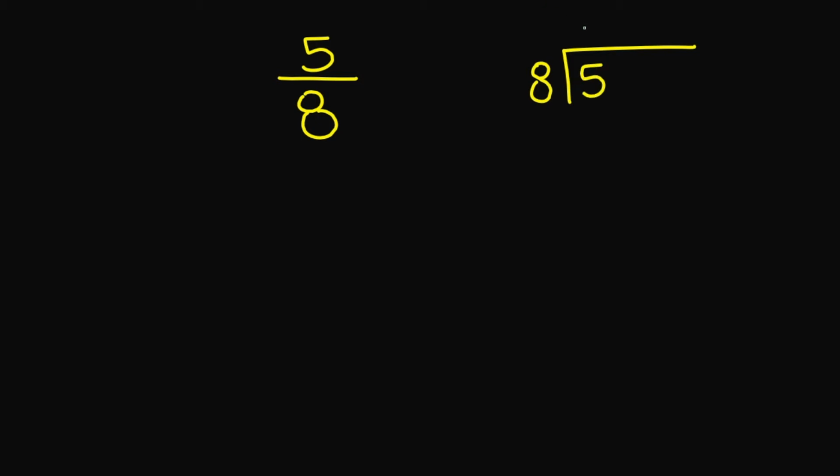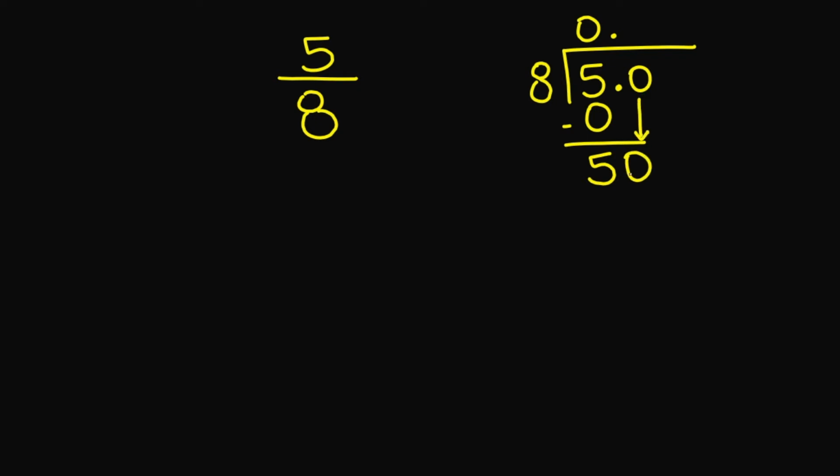8 goes into 5 0 times. 8 times 0 is 0. 5 minus 0 is going to equal 5. I'm going to add my decimal and my 0 and my decimal here. I'm going to bring down my 0.